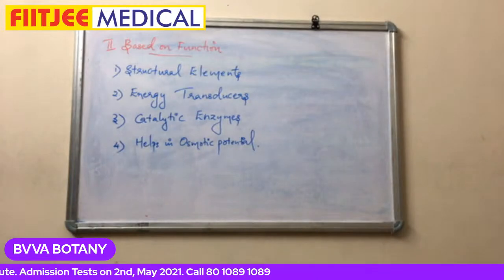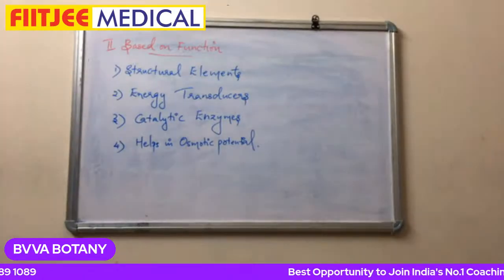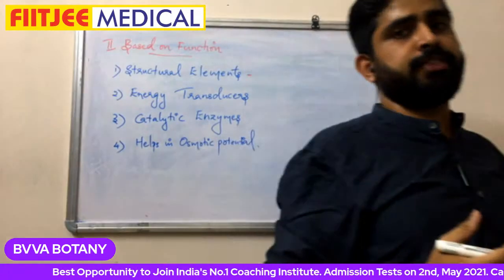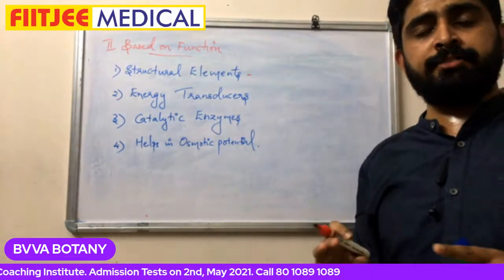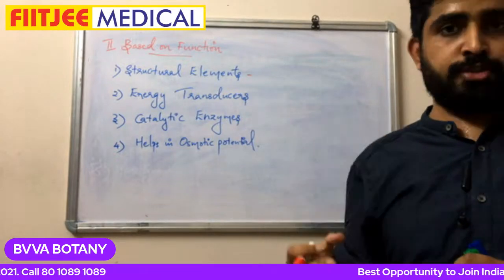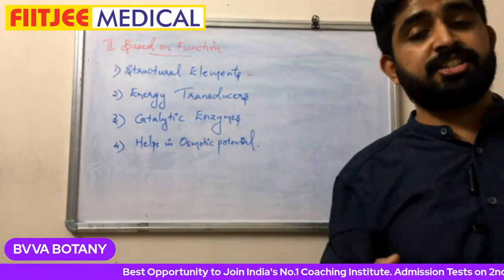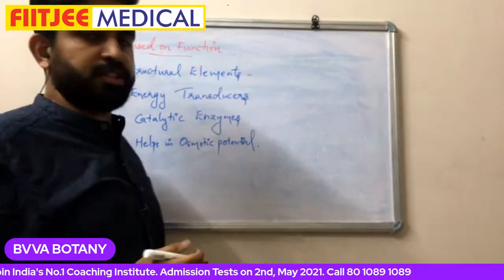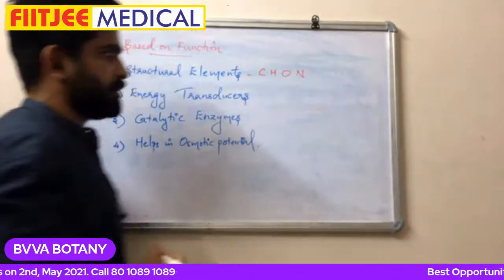Osmotic potential. Now, based on function, we have structural elements. Structural elements are those that become part of the structure. For example, cellulose is part of the cell. Cellulose is made up of carbon, hydrogen and oxygen. And there are nucleic acids present inside the nucleus, which are made up of nitrogen. So these are part of the structural elements. Examples include carbon, hydrogen, oxygen, nitrogen, etc.